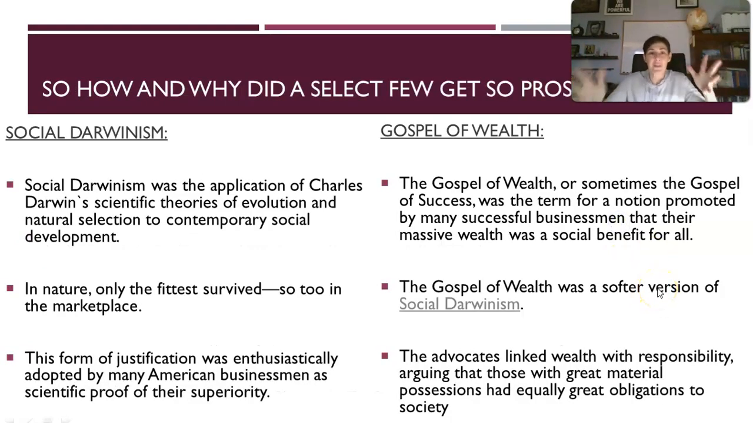Okay, so this is a comparison looking at both social Darwinism and the gospel of wealth. They went hand in hand. They worked together to create this idea that the rich deserved it and the poor deserved it too. So I need you to familiarize yourselves with these ideas. Again, we're going to talk about them more in class. So pause the video, write all this down. Important.